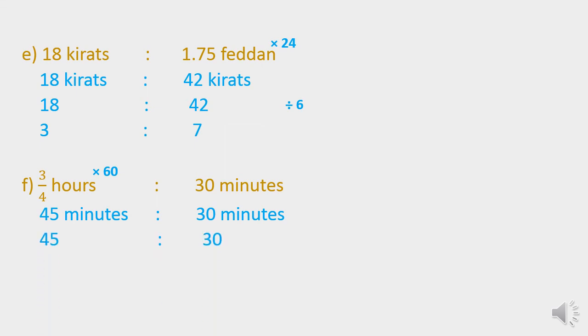45 and 30 are divisible by 5. 45 divided by 5 equals 9. 30 divided by 5 equals 6. Now 9 to 6 is not in its simplest form. We can divide the two numbers by 3. 9 divided by 3 equals 3. 6 divided by 3 equals 2. And it's a ratio in its simplest form.